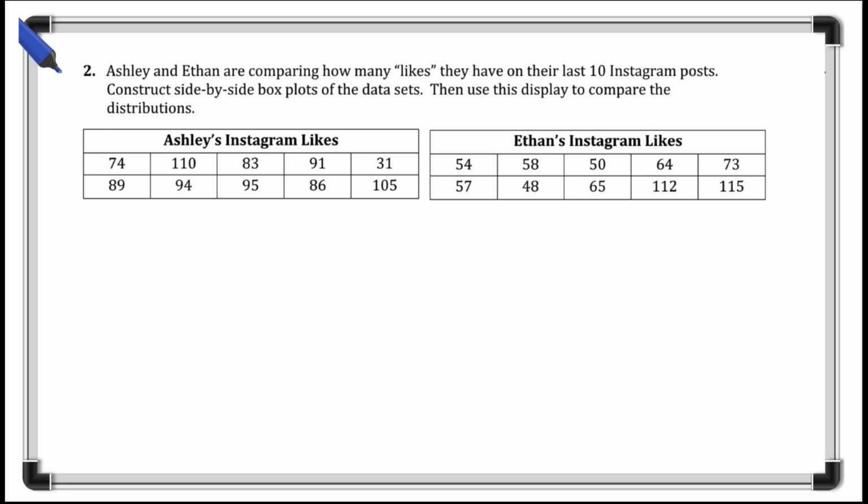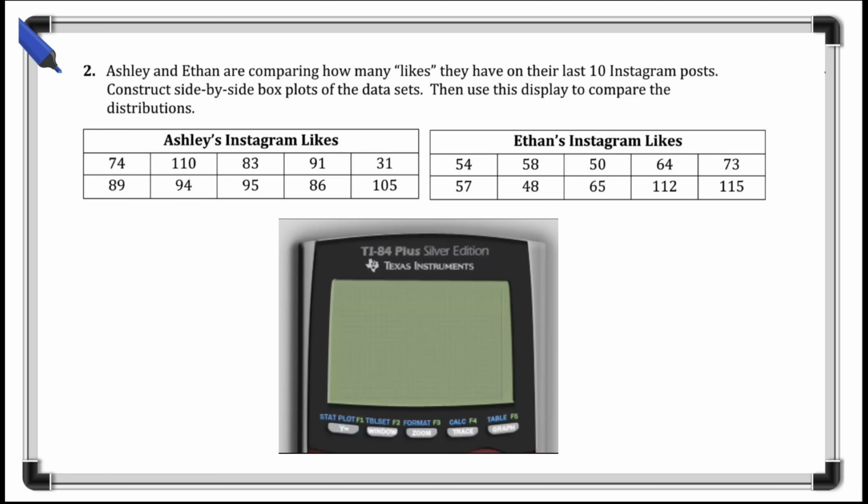Okay, so in the calculator, what we're going to do is we're going to record Ashley's data in list 1 and Ethan's data in list 2. So stat, edit, and we're going to start typing in our information here. All for Ashley in L1 and all for Ethan in L2. So once you have all the data, you're going to, again, find your 5-number summary. So stat, calculate, and we're going to start with Ashley's first in L1.